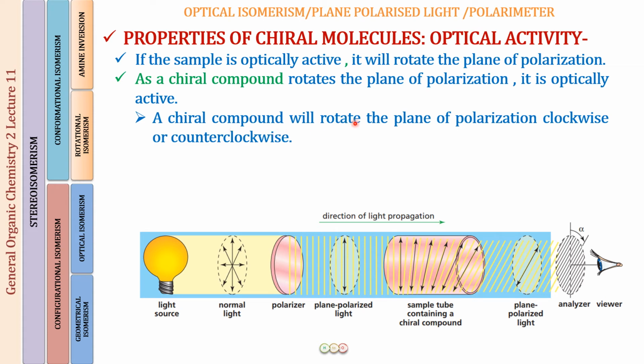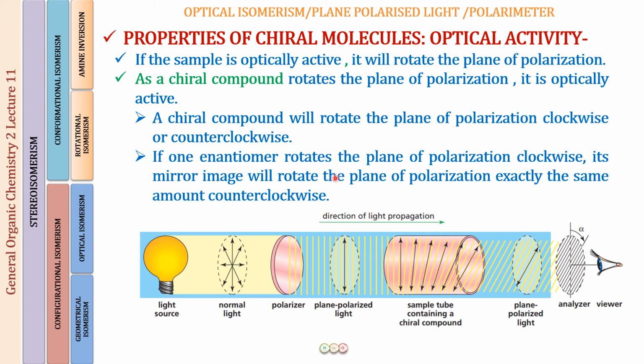So a chiral compound is either going to rotate the plane of polarization clockwise, or it is going to rotate it counterclockwise or anti-clockwise. If one enantiomer rotates the plane of polarization clockwise, its mirror image will rotate the plane of polarization exactly the same amount counterclockwise, right? So the two enantiomers which are possible for one chiral compound are going to rotate the plane of polarization in the same amount but in different directions, and that is why we call them optical isomers. I hope now this is clear to you.